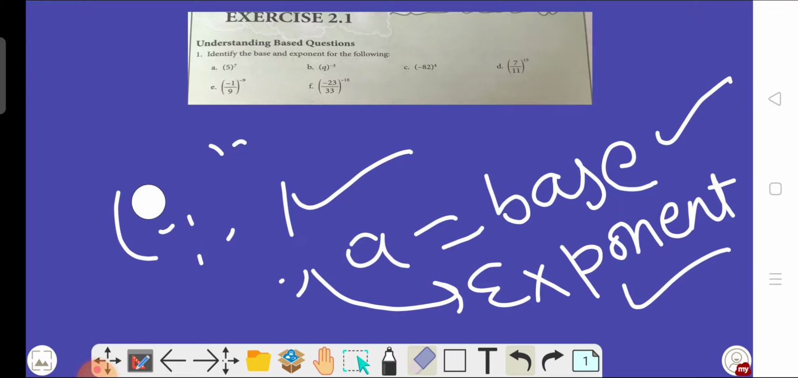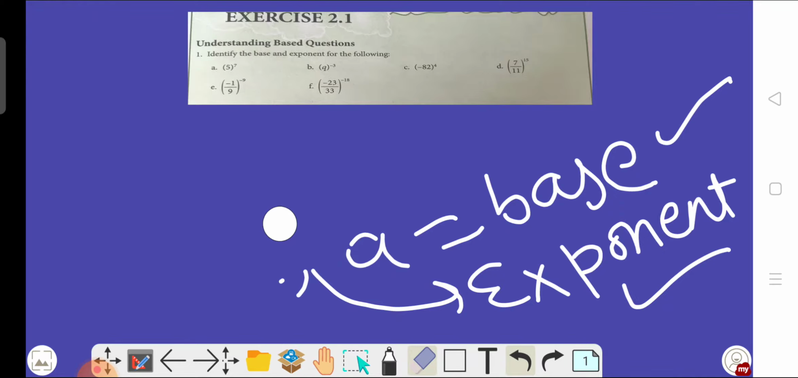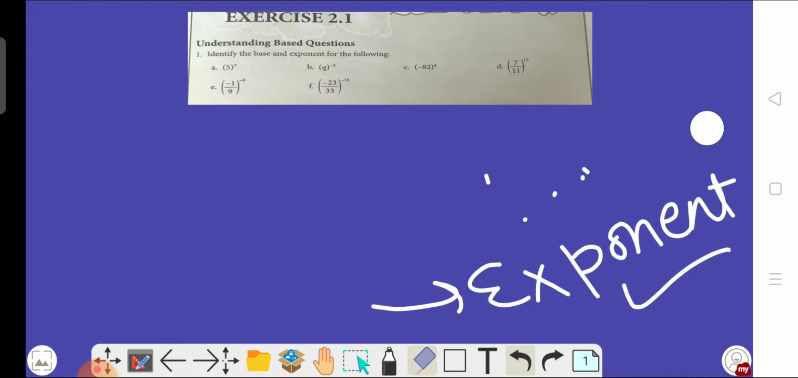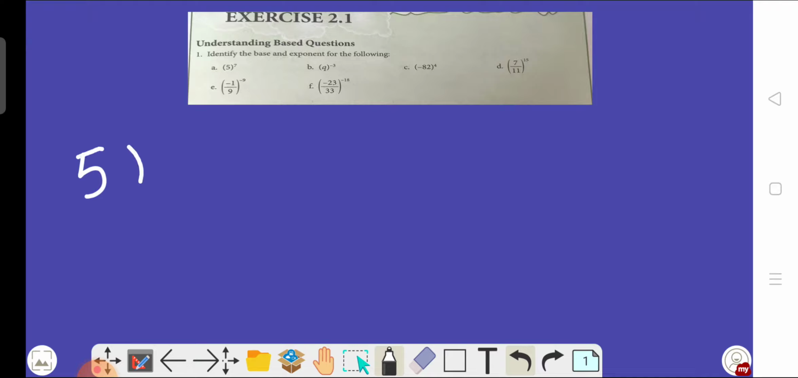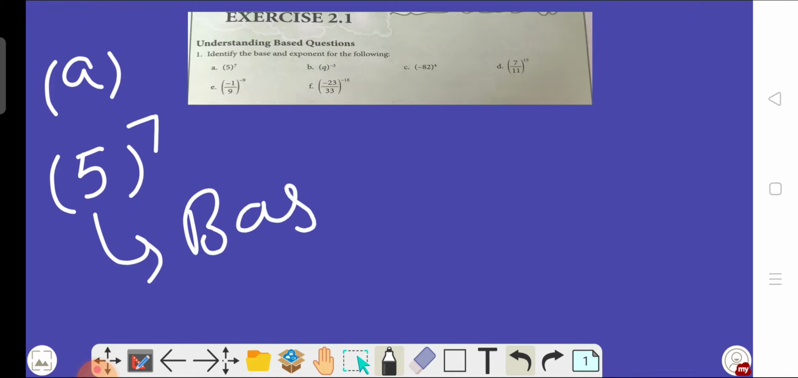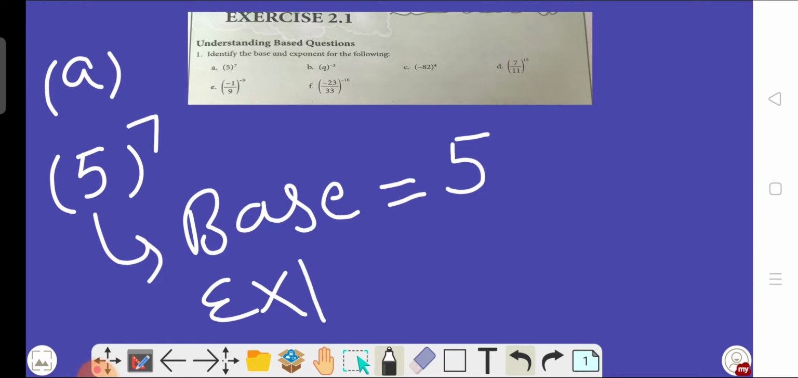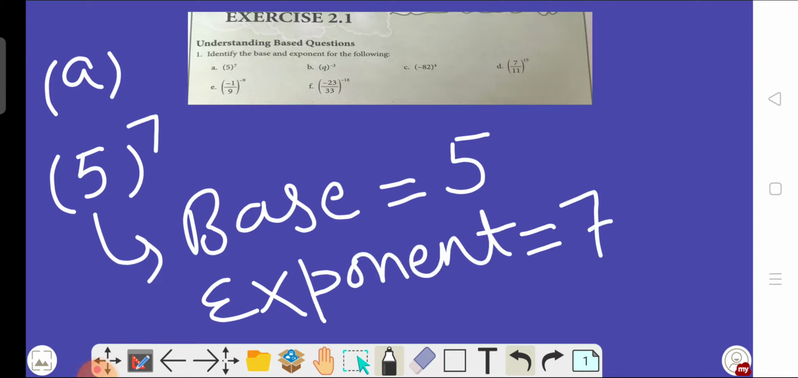So the a part of question number first is 5 raised to the power 7. What is the base here? The base is 5 and the exponent is 7. Clear? This is the a part.